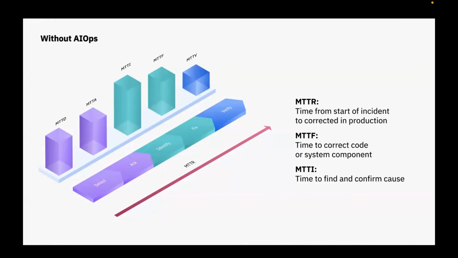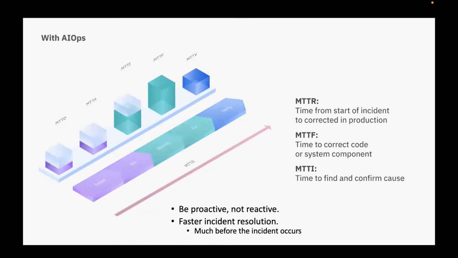So without AIOps, how things happen today: MTTR is nothing but mean time to resolve. It's how much time it takes from when the issue has been detected until the issue has finally been resolved. So this is the time it takes, right? So time from the start of the incident to corrected in production. As of today, if you're not using AIOps, the time taken is a little large, and it also involves human intervention, and human expertise, right? It takes more time basically to resolve.